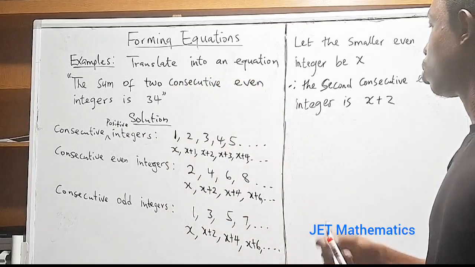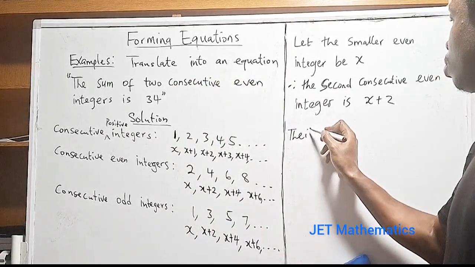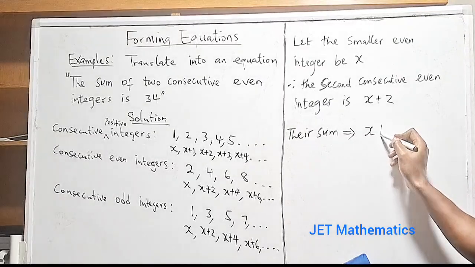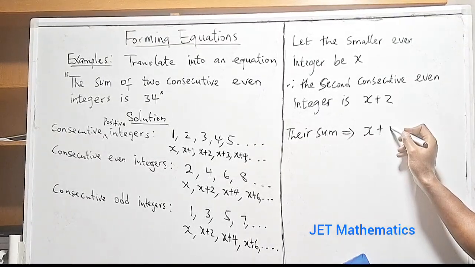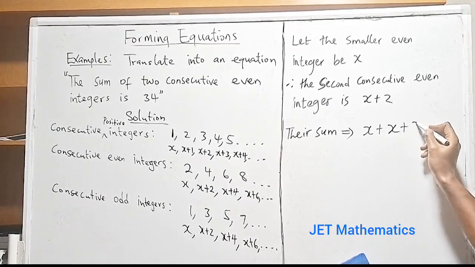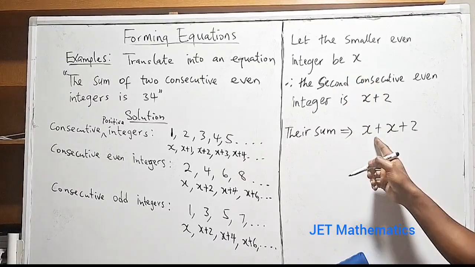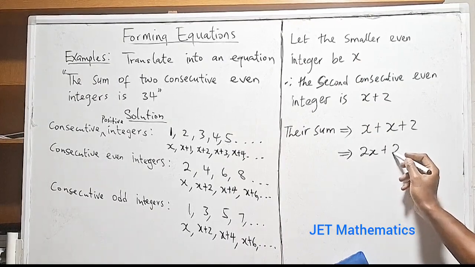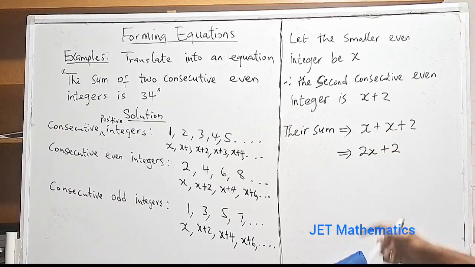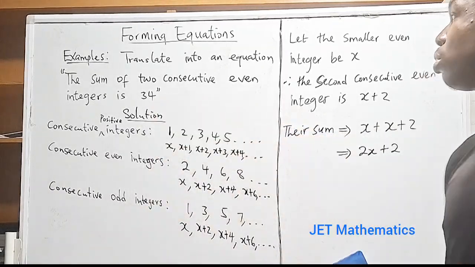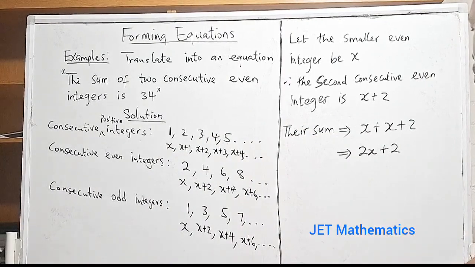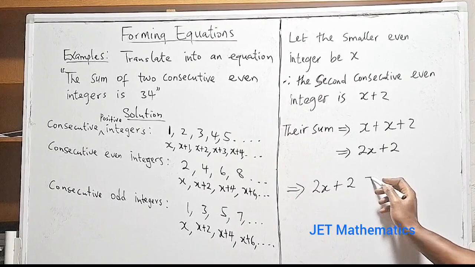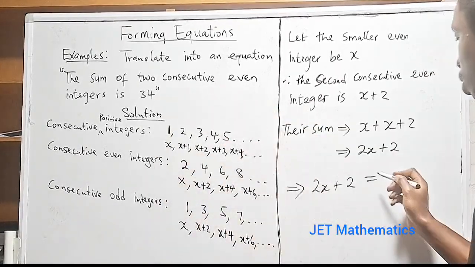Now their sum is x plus x plus 2. So this plus this, what we have here, gives us 2x plus 2, because x plus x is 2x. So their sum is equal to 34. This implies that 2x plus 2 is equal to 34.